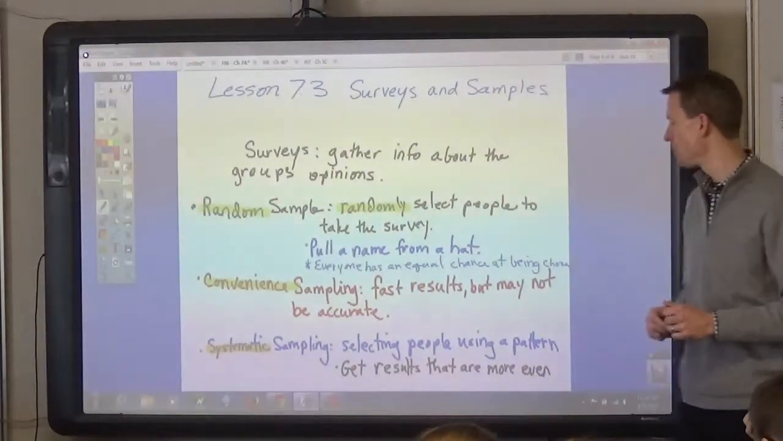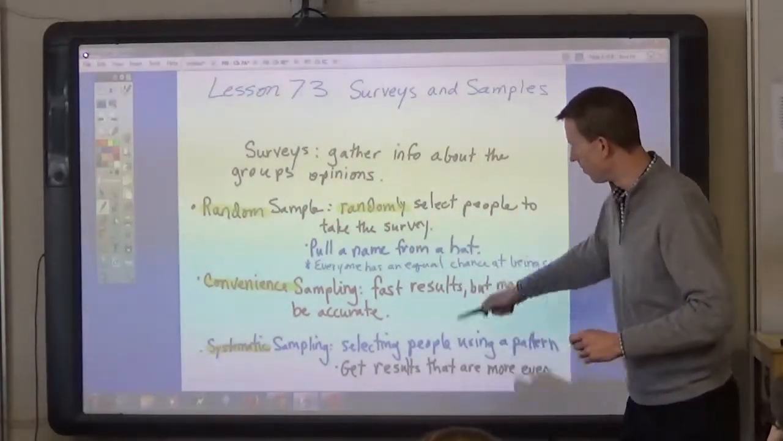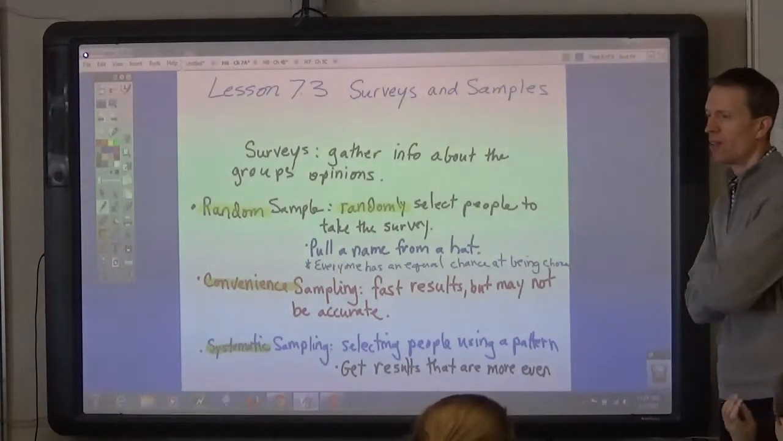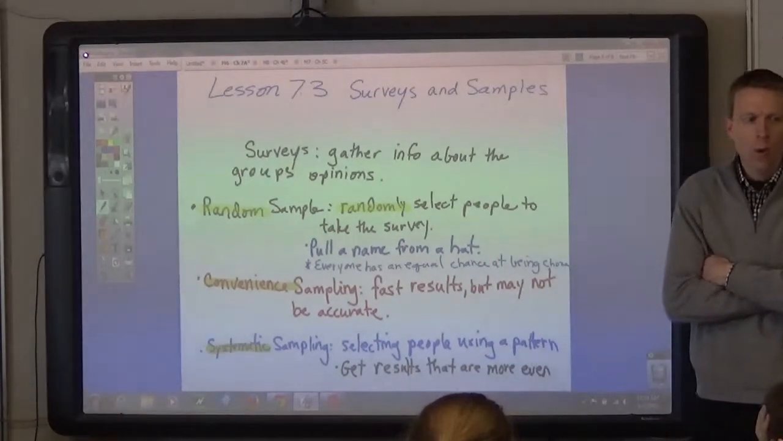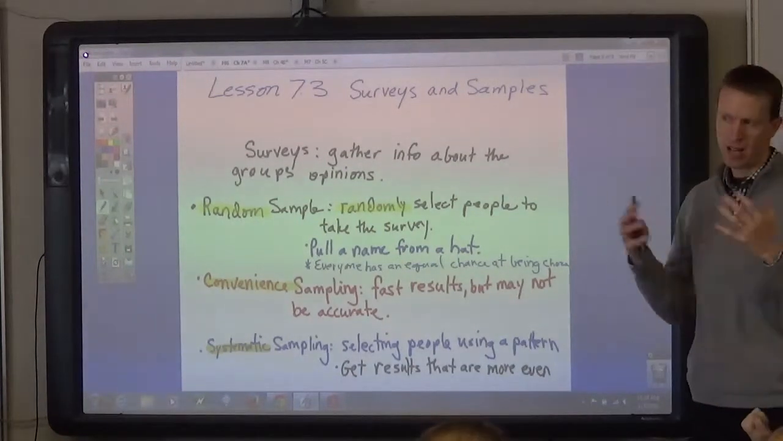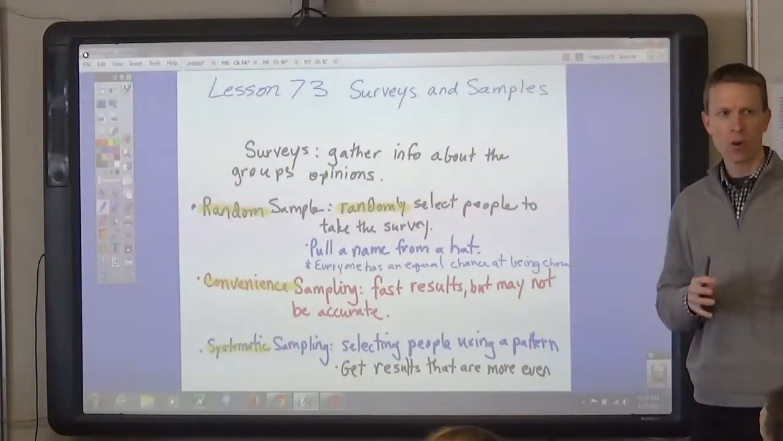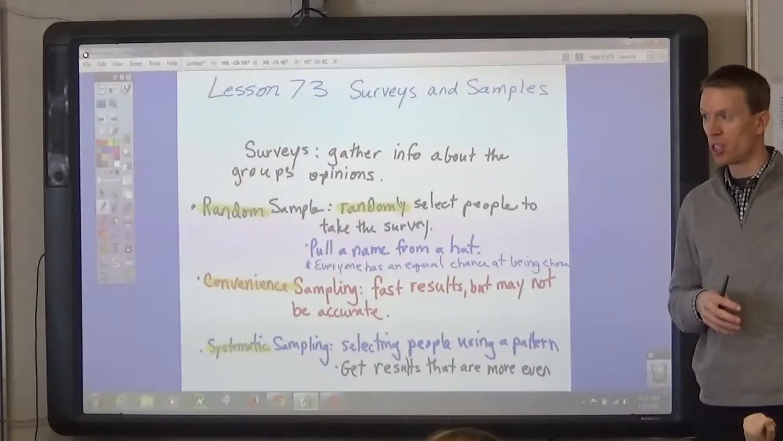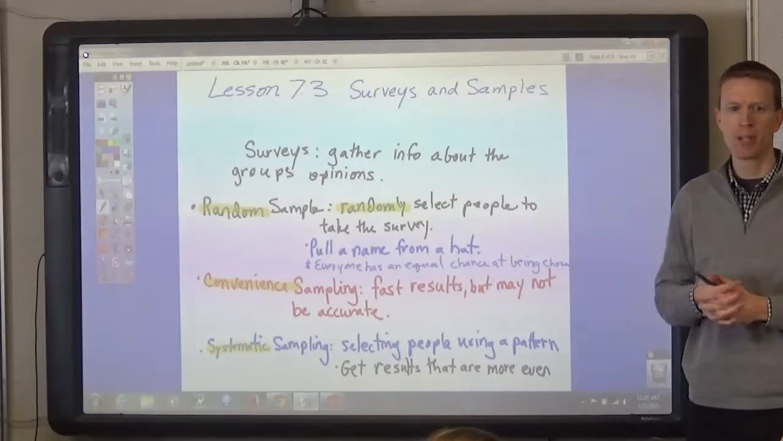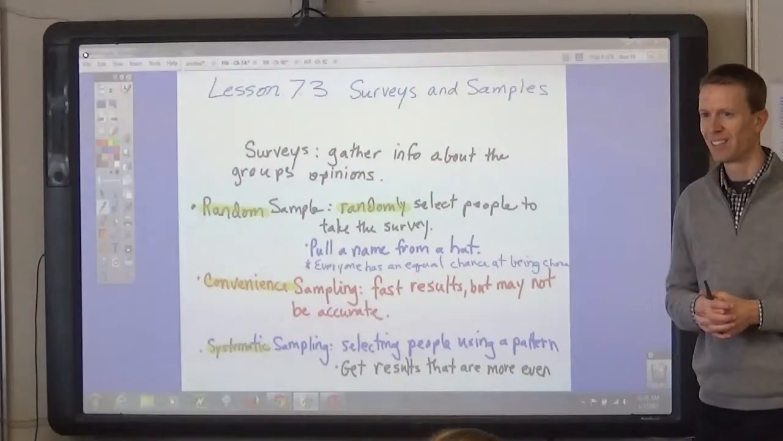So there's another way to use this, and that's called a convenience sample. A convenience sample would be that we need to get some quick results. So we're just going to ask whoever happens to be there at a certain time. Okay? So maybe we'll go to the lunch line, and whoever is in the lunch line right now, we're going to ask them, who do you think is going to win the national championship in college football? Okay.